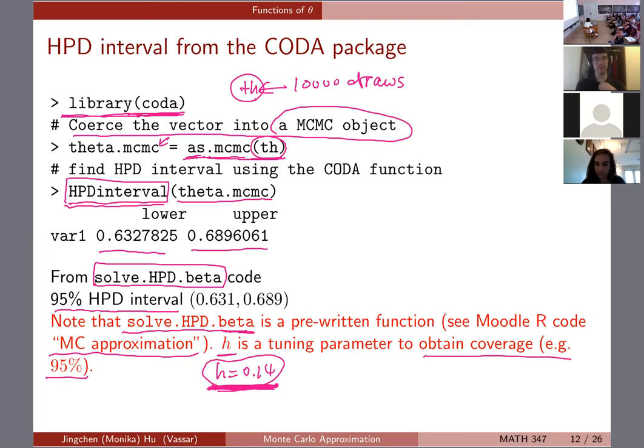But from now on, let's use Coda, mostly because you notice that here, solve HPD, it's only for beta. You have to write different functions for all of them, which we probably shouldn't be worried about. But with the Coda package, as long as you can turn it into an MCMC object, MCMC being Markov chain Monte Carlo, we just call it in general, you can just use a generic HPD interval to come up with a particular 95% HPD interval instead of a distribution-specific function that you have to write. Okay, all right.